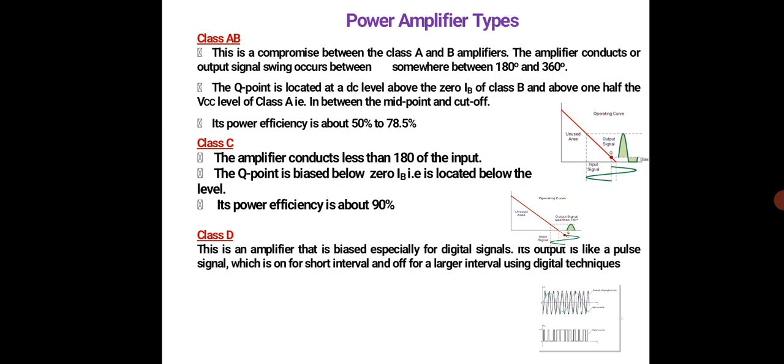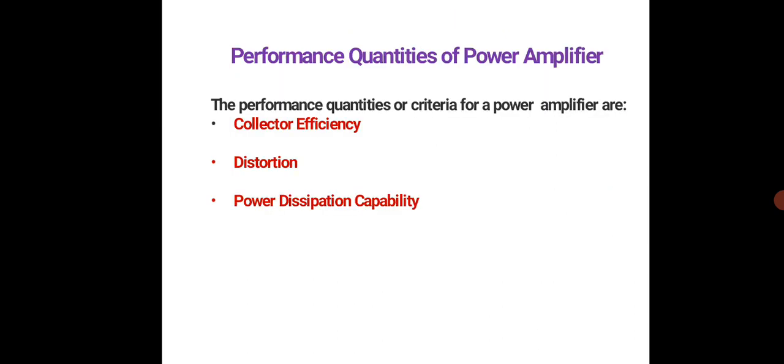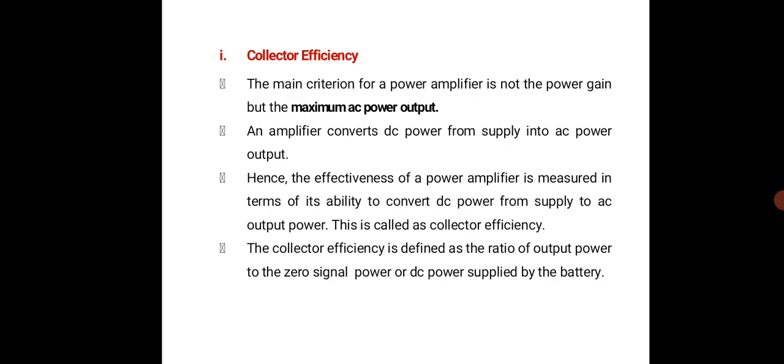So this is a very brief introduction about the power amplifier types. What are the performance quantities of a power amplifier? These could be collector efficiency, power dissipation capability and distortion. So what is collector efficiency? This is not the power gain but the maximum AC power output.